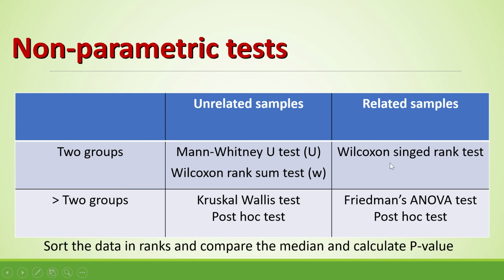However, if your data comes in groups and these groups are related, they are paired, and you have two groups or two samples, then the Wilcoxon signed rank test is the one to use to compare those two groups. And if you have more than two groups, 3, 4, 5, and these groups are related, where each participant or individual has different measures in different groups, then the Friedman ANOVA test is the one to use, followed by a post hoc test. I will explain that in subsequent slides and show you how to do it in SPSS.